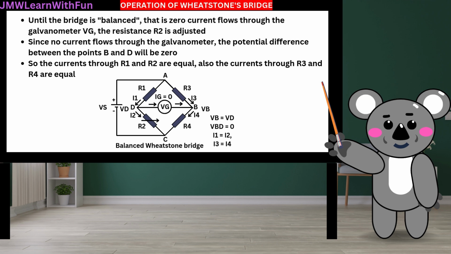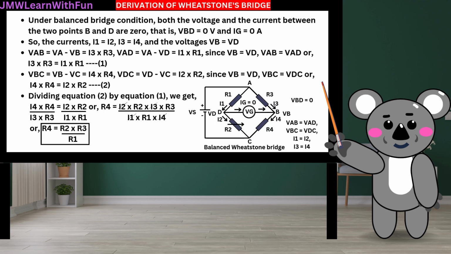The figure shows a balanced Wheatstone bridge, where the current Ig through the galvanometer is zero, the voltage across the galvanometer is zero, that is, VB equals VD, or VBD equals zero. Also the current through the resistor R1, that is, I1 is equal to the current through the resistor R2, that is, I2, and the current through the resistor R3, that is, I3 is equal to the current through the resistor R4, that is, I4.